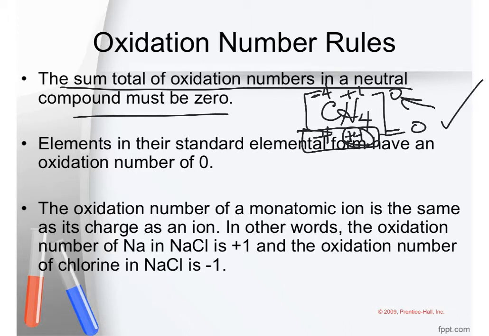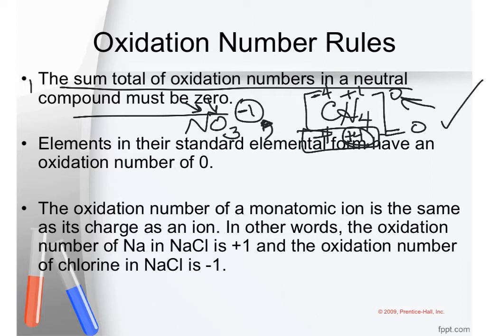Now, if you have a substance that has a charge, let's say the nitrate ion, then whatever oxidation numbers you assign to nitrogen and oxygen, they better all add up to give the overall charge of the ion, -1. All right, so that's rule 1.